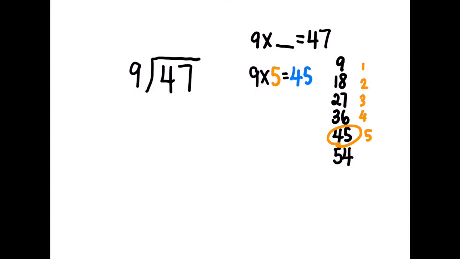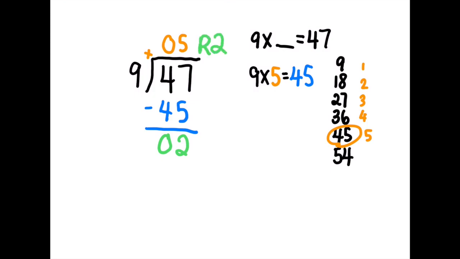Okay, and where do we put these numbers? Where do we put the 5 and where do we put the 45? All right, so the 5 goes up here, right? And we multiply 9 times 5, equals 45. So 45 goes down here underneath the dividend. And then we subtract. So 7 minus 5 equals 2, and 4 minus 4 equals 0. So we have a remainder of 2. So 47 divided by 9 equals 5, remainder 2. Okay, let's try another one.